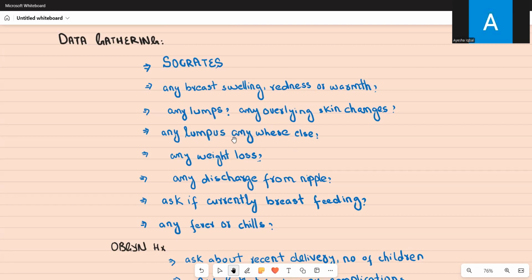Any lumps anywhere else in the body, like for example the axilla, because if the patient is having lumps in the axilla in mastitis, it can be because of infection. So it can be reactive lymphadenopathy. But if it's painless lumps in the axilla, in association with lumps in the breast, it could point towards breast cancer as well.